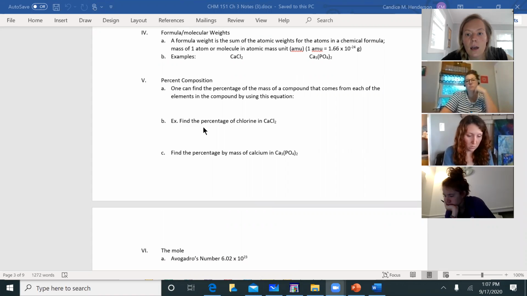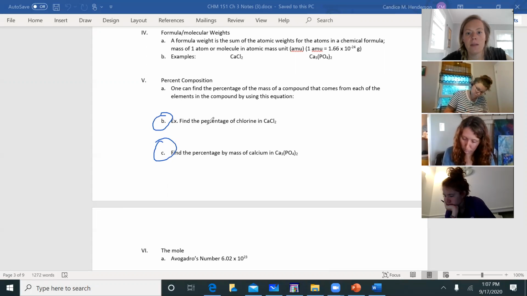So let's have you do B and C. Since hopefully you've already calculated the formula weight from the previous problem, you should be able to do B and C pretty quickly. So find the percentage of chlorine in CaCl and find the percentage of calcium in Ca3PO4.